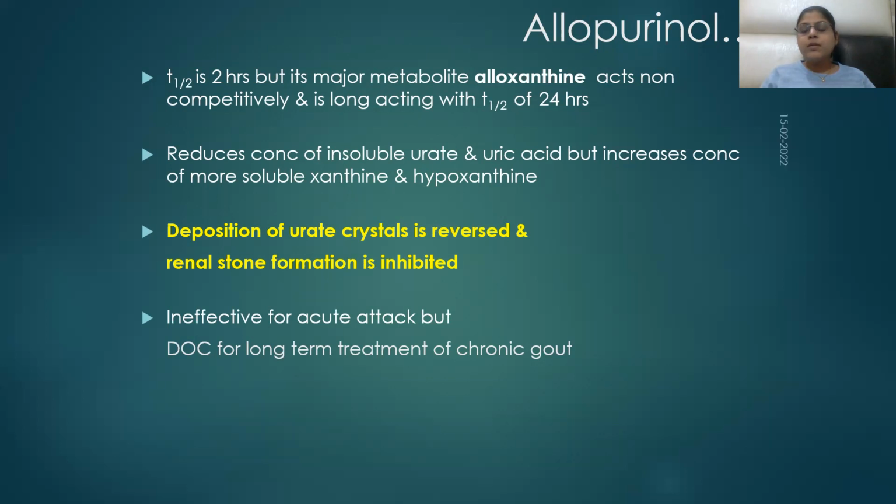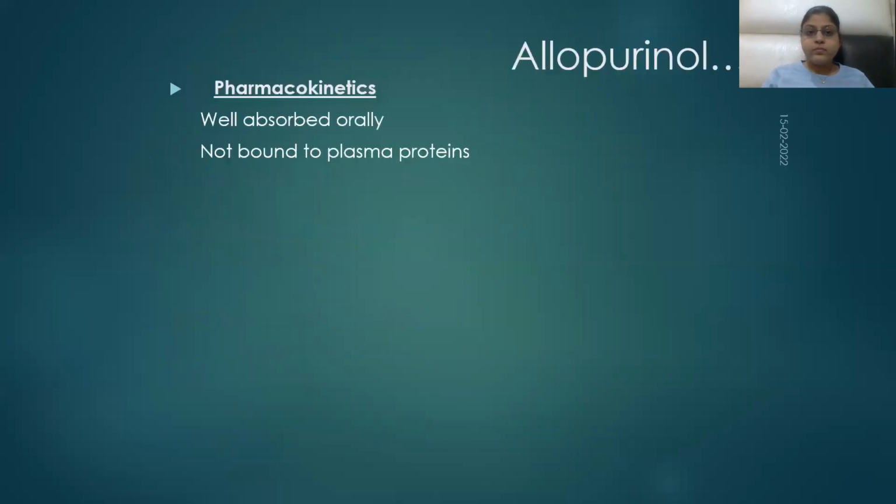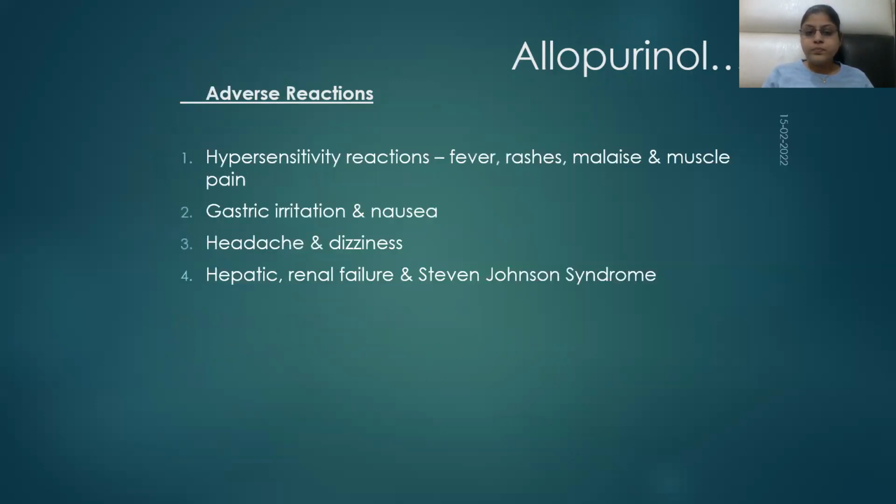It is ineffective for acute gout, but the drug of choice for long-term treatment of chronic gout. In acute gout, there is deposition of uric crystals in the joints and allopurinol is ineffective, but for chronic gout, allopurinol is the drug of choice. Pharmacokinetics: it is well absorbed orally and not bound to plasma proteins. It is used for chronic gout and also for Kala-Azar, because it inhibits leishmania growth also.